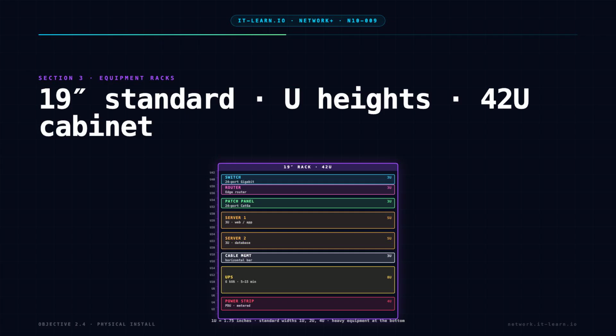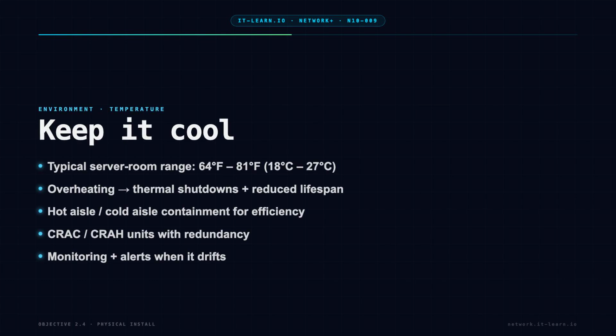Environmental considerations play a significant role in network reliability. Temperature is a major concern. Network equipment generates significant heat, and operating temperatures must be maintained within manufacturer specifications, typically between 64 and 75 degrees Fahrenheit or 18 to 24 degrees Celsius.